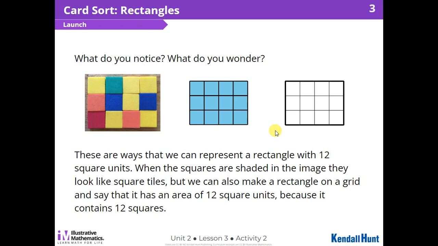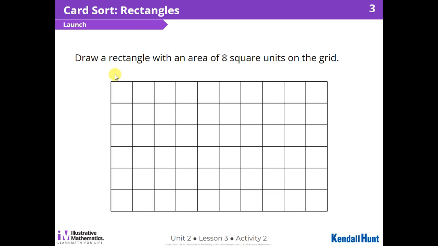Okay, then the next activity here: what do you notice, what do you wonder? There are ways that we can use to represent a rectangle with 12 square units. Since they were using square tiles, now we are making a connection to how the grid is similar to the tiles we are filling. So they can see how they are similar, and they can wonder something about it. Right.